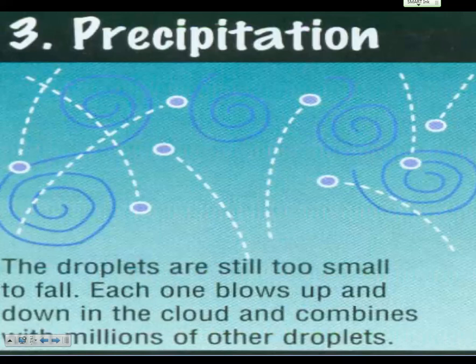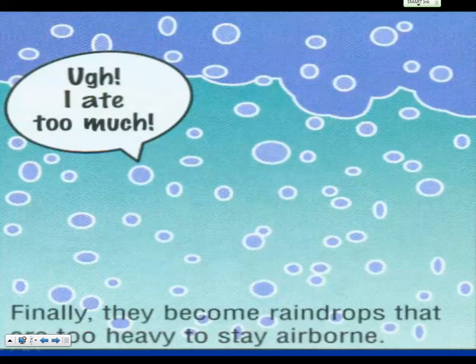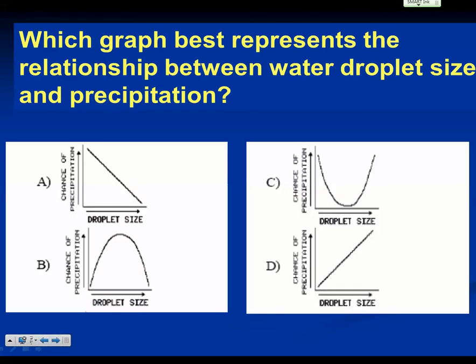Precipitation, the next step. Now the droplets are still too small to fall. Each one blows up and down, kind of swirling around in this cloud, combining with millions of other droplets, sticking together and getting larger. Finally, they become raindrops as they get large enough, and they become too heavy to stay airborne. And so they fall as precipitation.